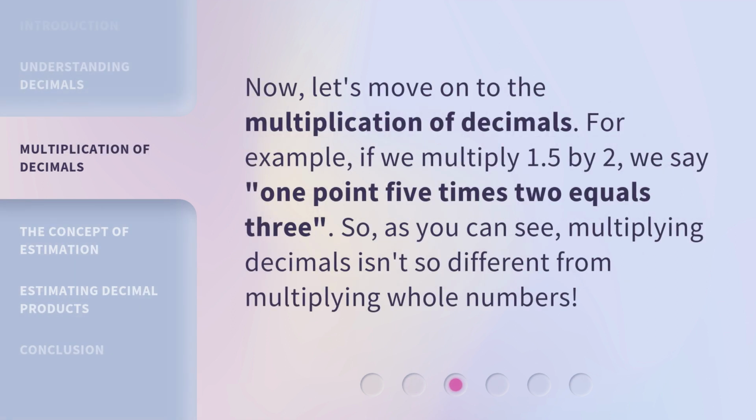Now, let's move on to the multiplication of decimals. For example, if we multiply 1.5 by 2, we say 1.5 times 2 equals 3. So, as you can see, multiplying decimals isn't so different from multiplying whole numbers.